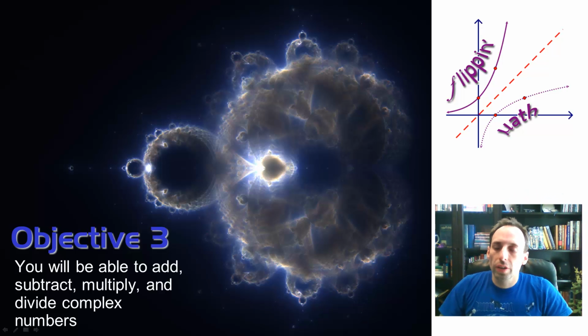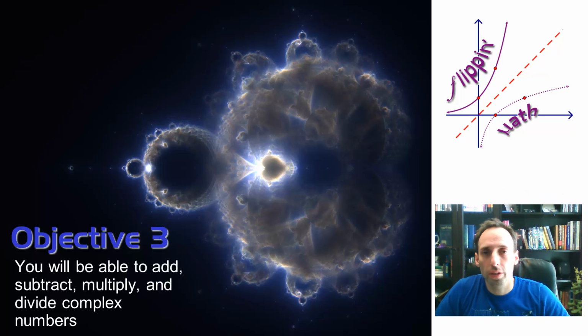So let's continue our lesson on 4.6, complex numbers. In Objective 1, what we were doing is just simplifying square roots of negative numbers. Objective 2, we are plotting complex numbers in the complex plane, finding their absolute value. Finally, here in Objective 3, adding, subtracting, multiplying, and dividing complex numbers.